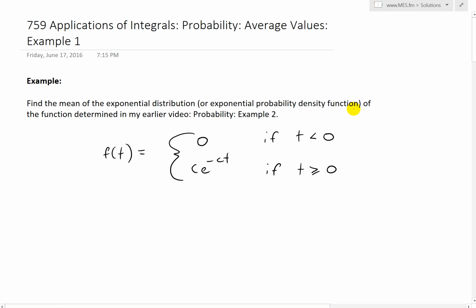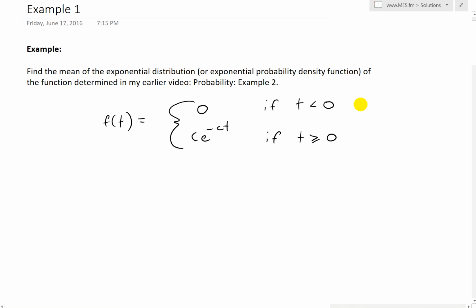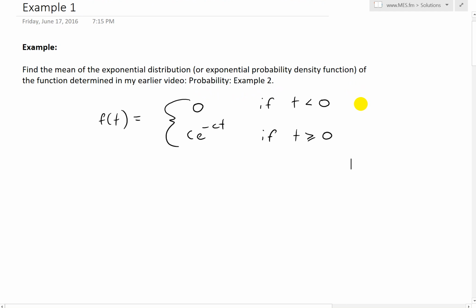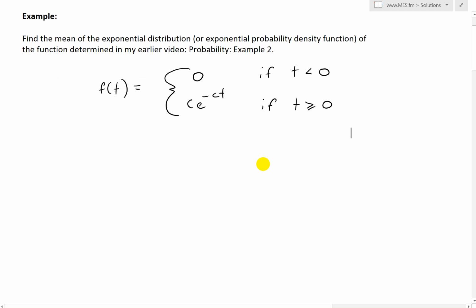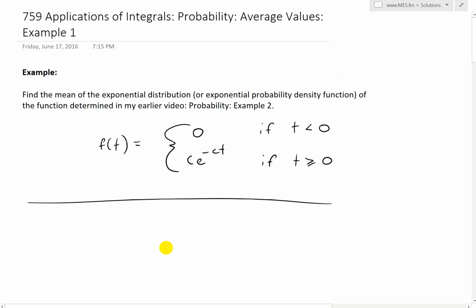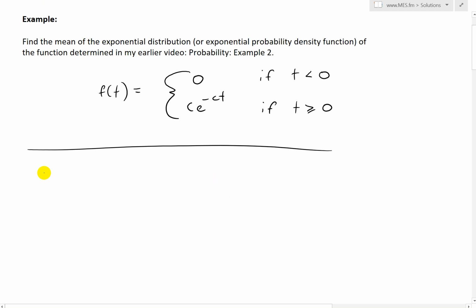Of the function determined in my earlier video, probability example 2, so make sure to watch that in the links below, and that's this one right here. This is a function that I went over in that video. So f of t is equal to 0 if t is less than 0, and equals c times e to the power of negative ct if t is greater than or equal to 0, where c is just a constant.